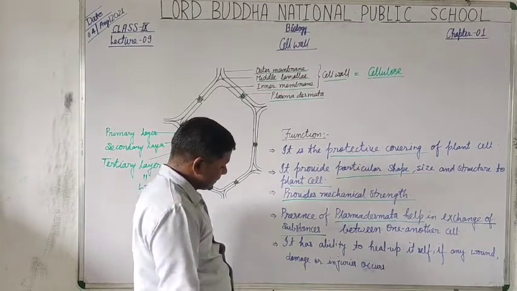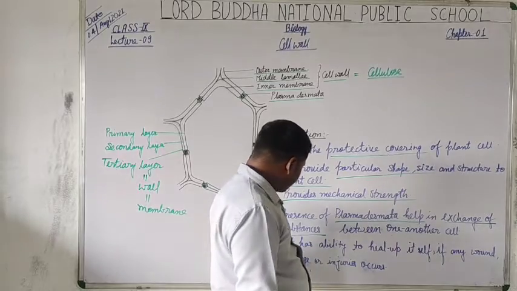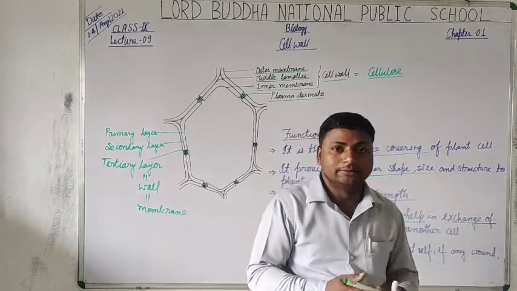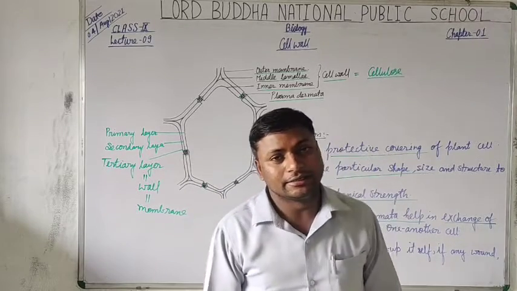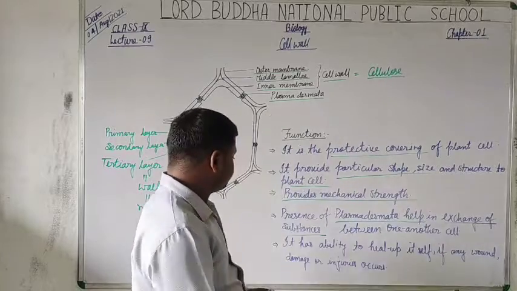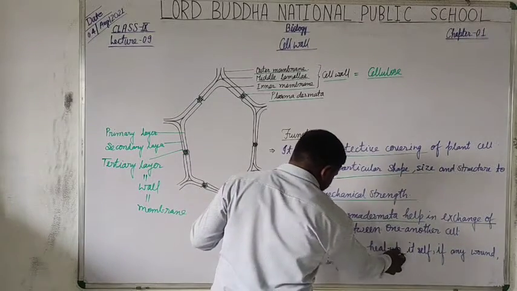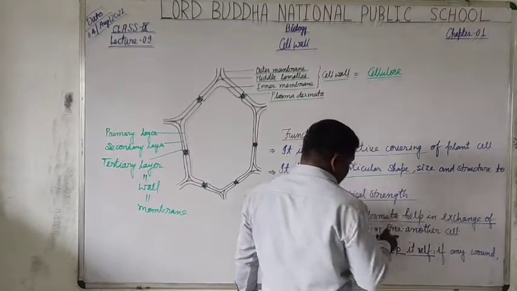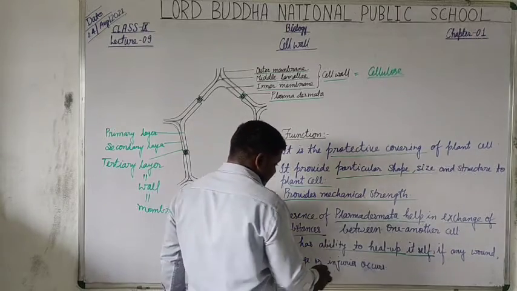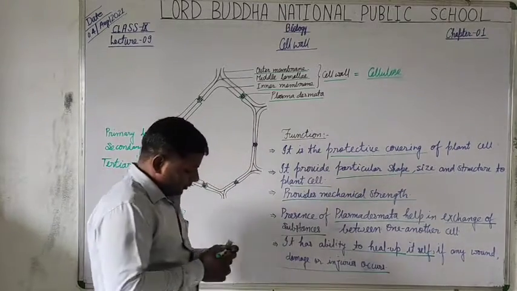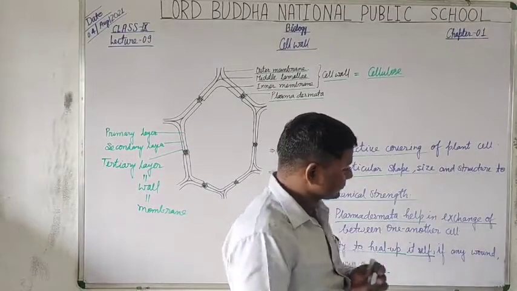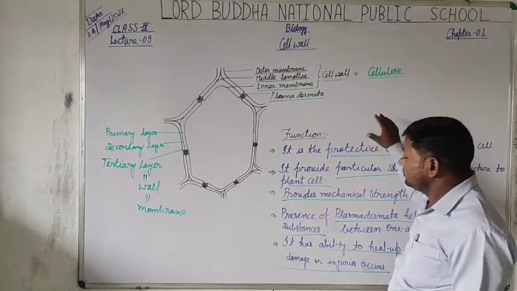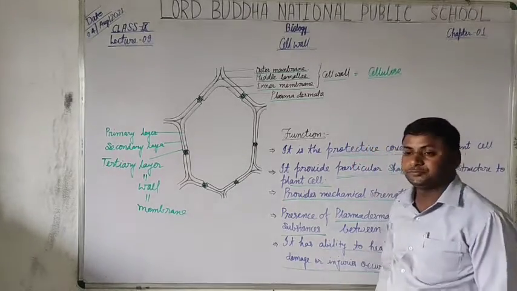Now students, the last and most important function is that the cell wall has its own ability, when any wear or tear occurs, to heal itself if any wound, damage or injury occurs. Thus, students, this is the study of the function of the cell wall.